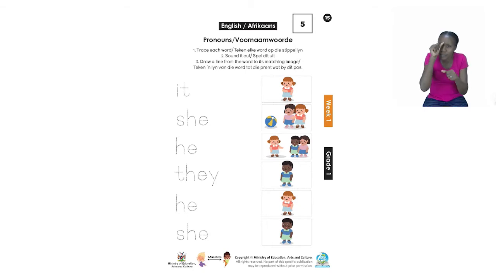Remember, grade 1s, it's very, very important for us to take our time when we are tracing. Follow each dotted line and make sure that your work is not only neat but correct. The next thing that we're going to do is sound out our pronouns. So let us do that together. Please point to the first word. Well done. Let us read that word together.